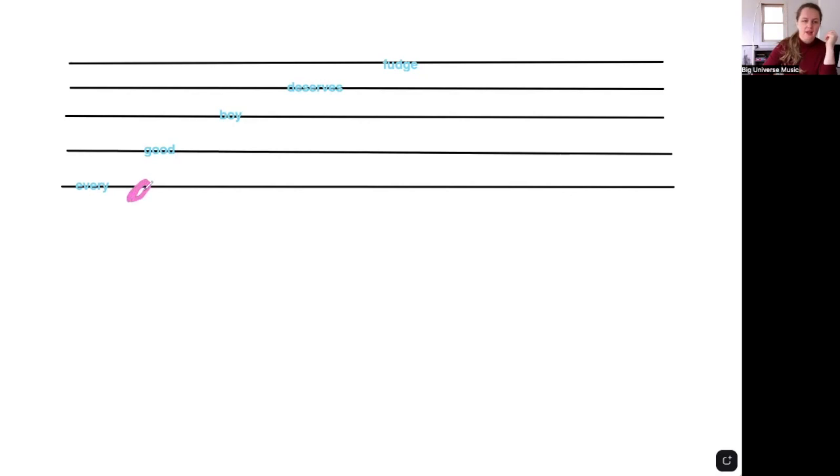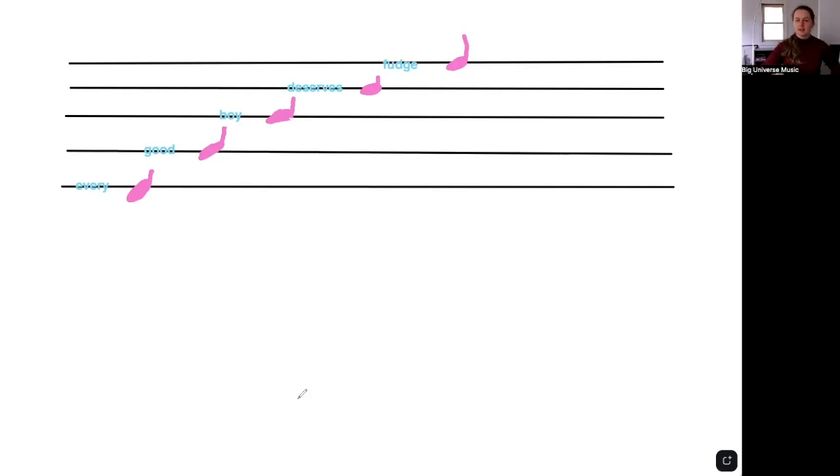So that means if I had a note right here, it would be E. If I had a note right here, G. If I had a note here, B. Then a note here, D. And then a note here would be F. So that's every good boy deserves fudge. You can use your hand to help you remember. Every good boy deserves fudge.